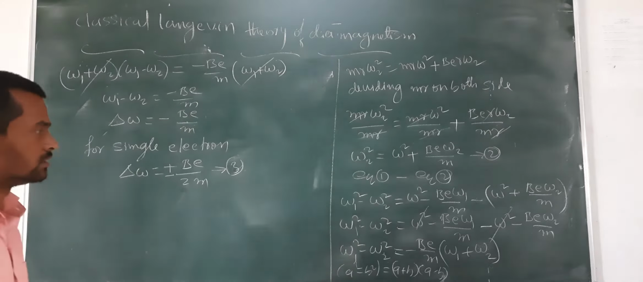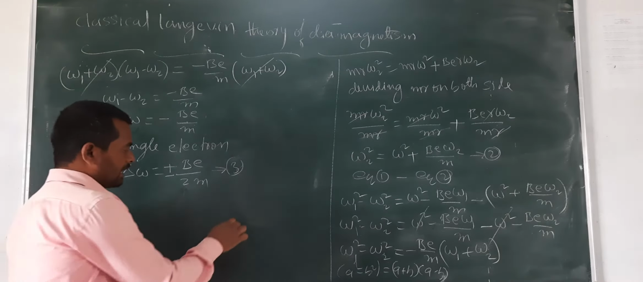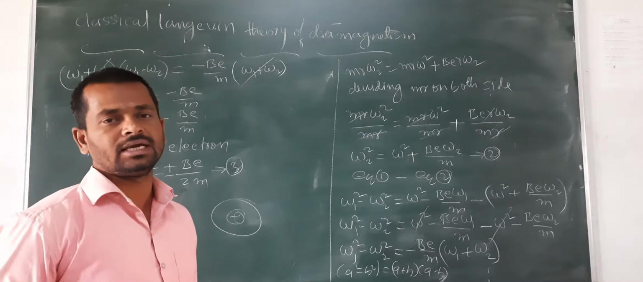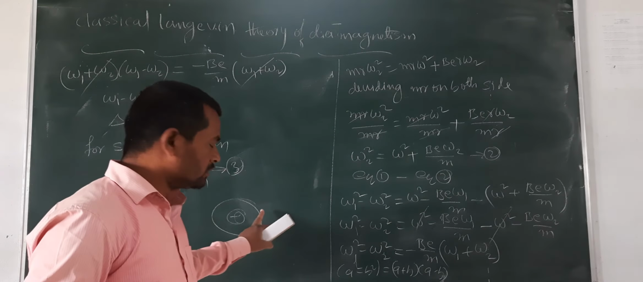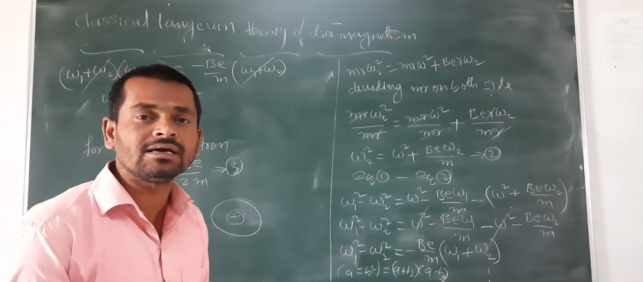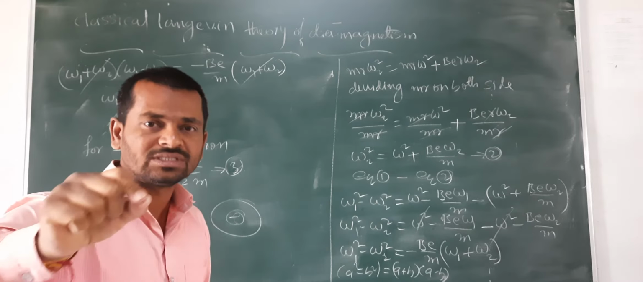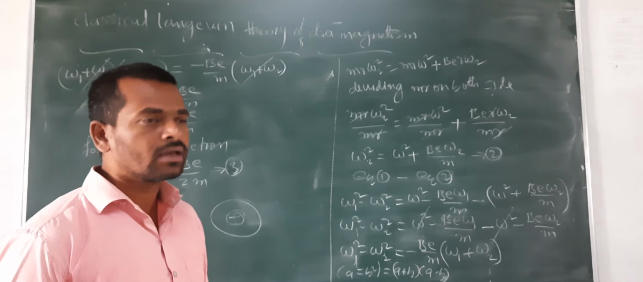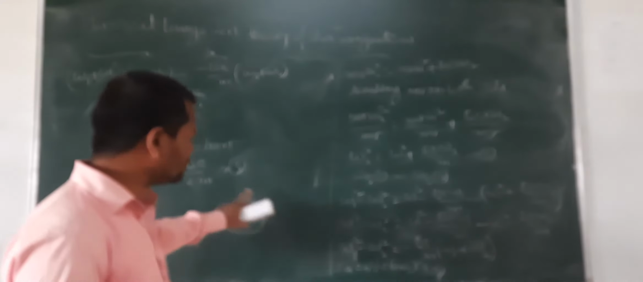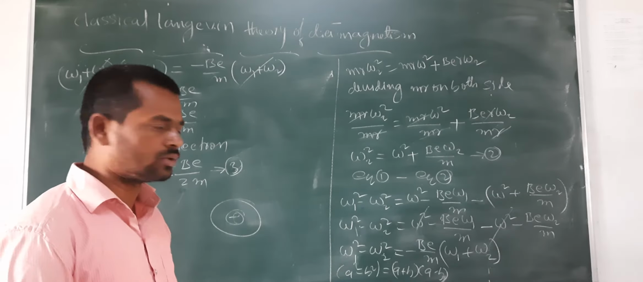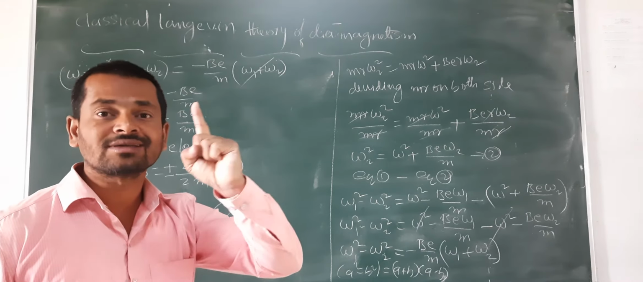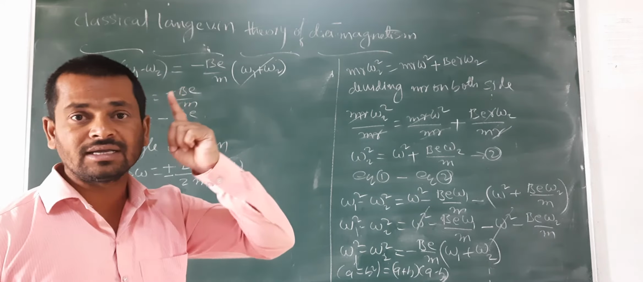We know that when an electron is revolving continuously around the nucleus, this path of the electron can be considered as a wire which is carrying current. Current means flow of electrons. Here also the electron is continuously flowing, continuously moving. So we can say this orbit can act as a wire which contains a current.